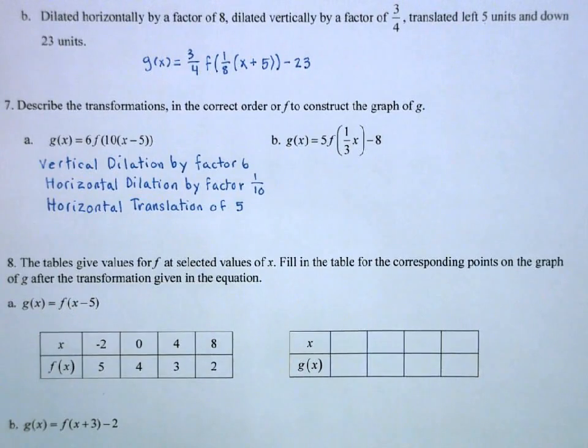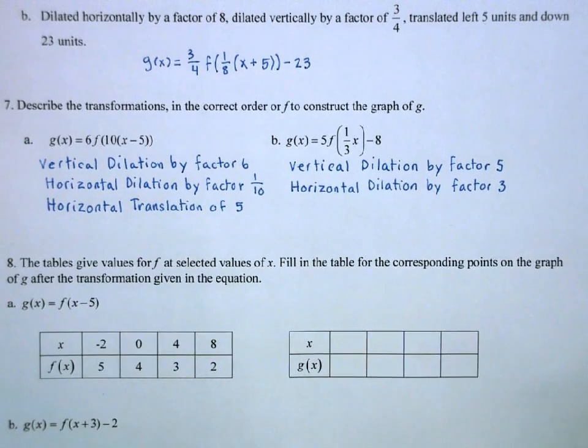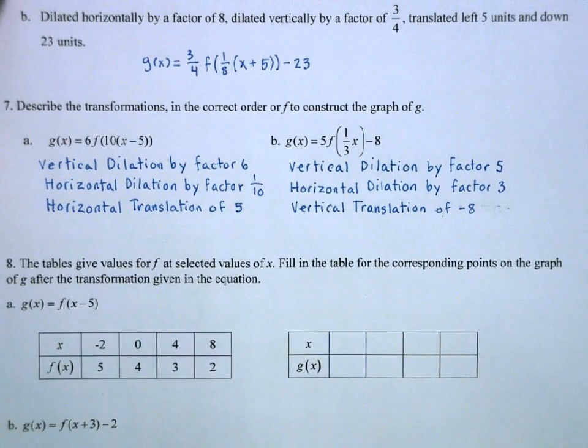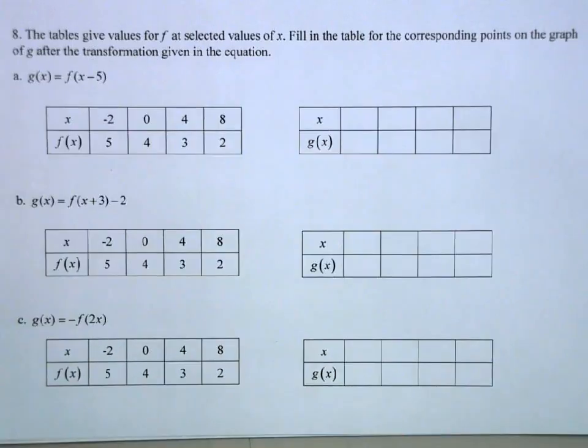We have a vertical dilation by a factor of 5. That 1/3 on the inside is going to give us a horizontal dilation by a factor of 3. And then we have a vertical translation of -8, moving the graph down 8. Okay, so you might be tested on these transformations from a graph, from the equation. Here we're going to look at what happens to a table of values if we have these translations.